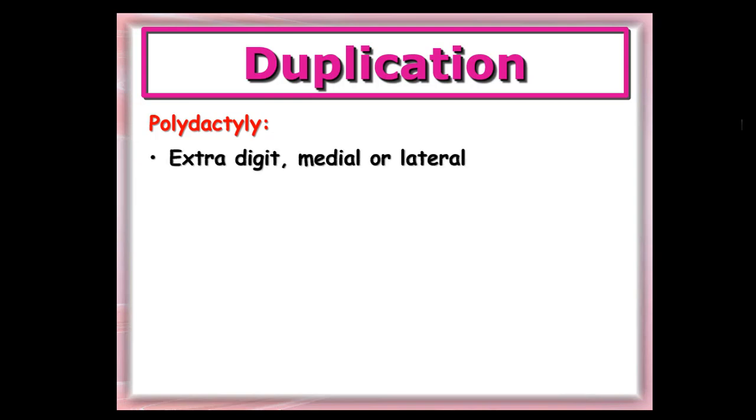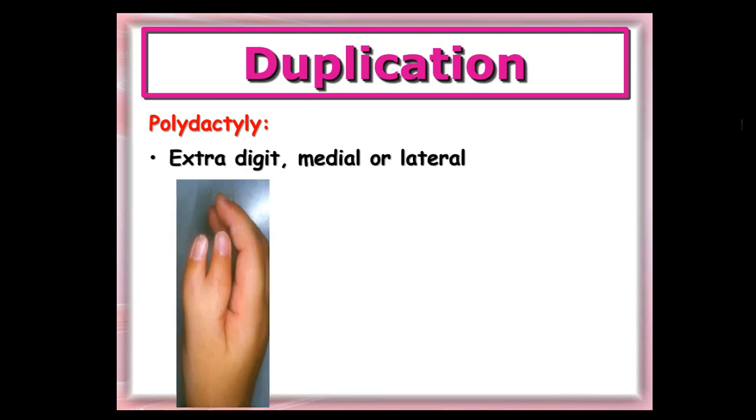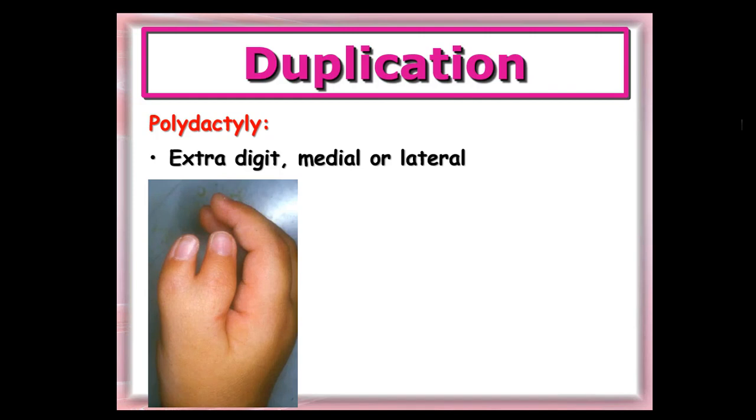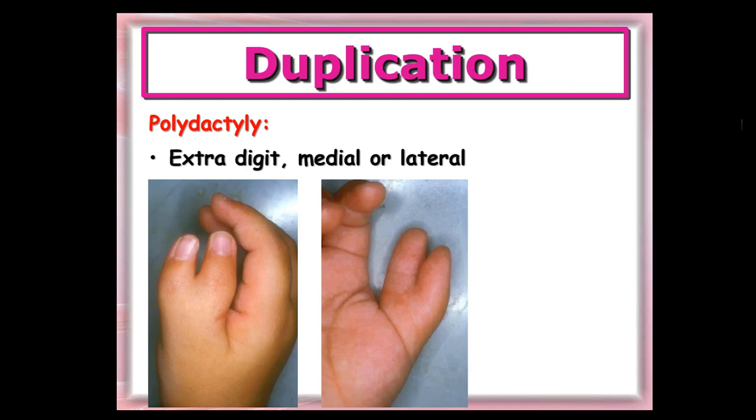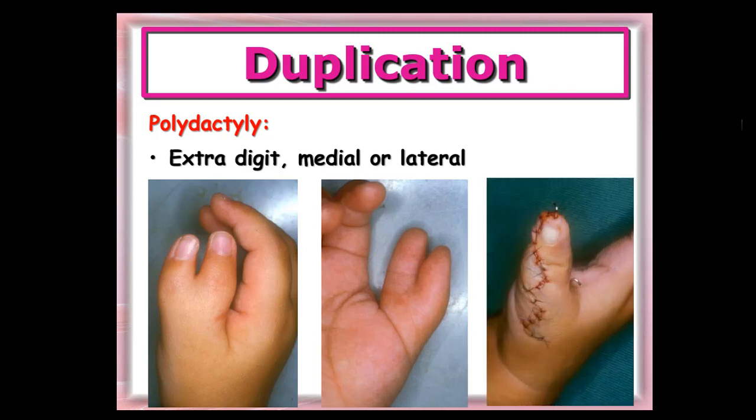Anomalies related to duplication, as in polydactyly. Poly means multiple, and dactyly means fingers or digits. So polydactyly means an extra digit lies on the medial or the lateral side of the normal digit. As in this picture, you can see duplication of the thumb, like this. And this is the picture after its correction.